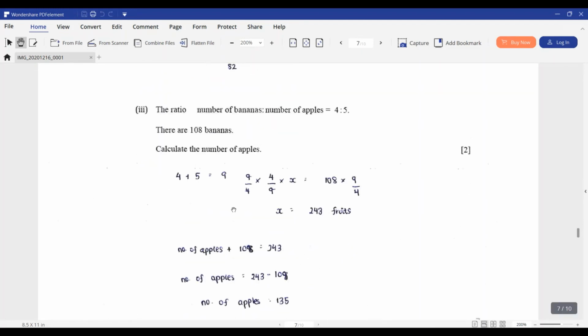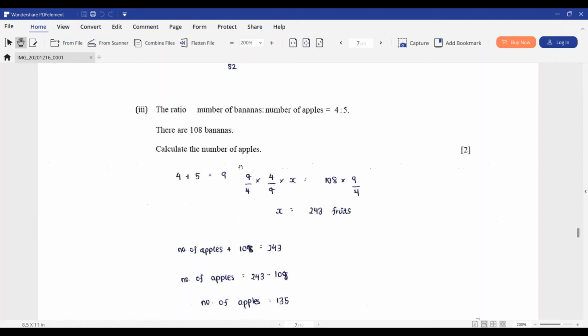Okay, so Roman 3 or part 3. The ratio of the number of bananas to the number of apples is 4:5. There are 108 bananas. Calculate the number of apples. So the first thing we want to do is find the number of fruit in total. What was the total number of bananas and apples? So how are we going to do this? The first thing we want to do is add the ratios. So 4 plus 5, adding this, we get the total sample size.